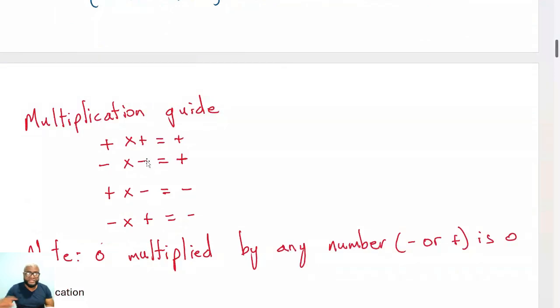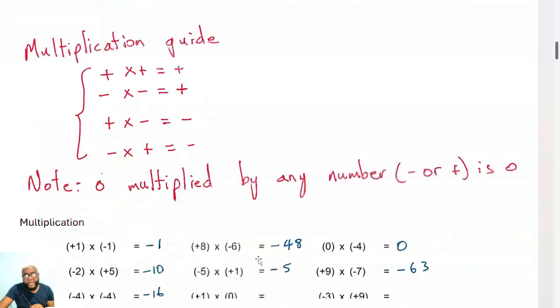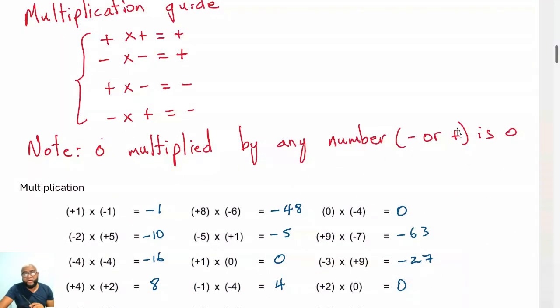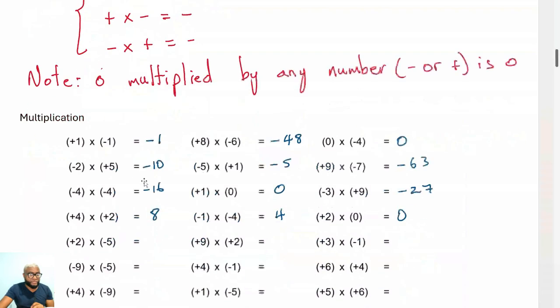And we just have it written small here. A positive by a positive is a positive, negative by a negative is a positive, positive by negative is a negative, and negative by positive is a negative. Note, 0 multiplied by any number, minus or plus, is 0.